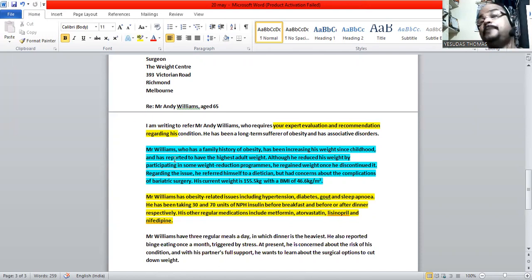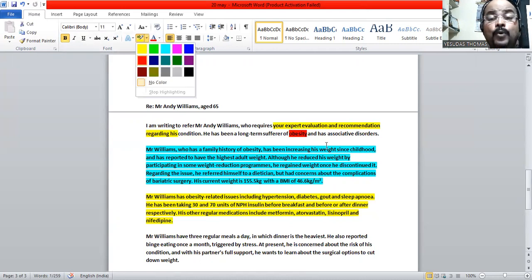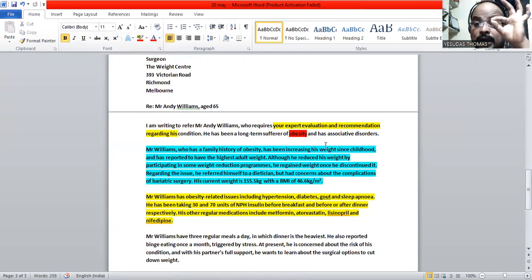Now, the first paragraph we have written is an exclusive paragraph, dedicated to his weight and obesity. Nothing else is there, only weight, because we are dealing with obesity. So that's why the first paragraph is dealing with obesity.